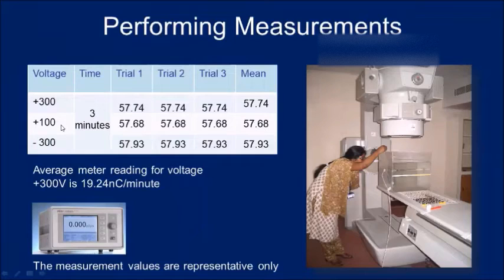Or also, you can see that I did measurement for plus 100, which is the reduced voltage needed for recombination factor calculation, and minus 300 volt, which is needed for polarity correction. So this plus 300 value and minus 300 value I will use for polarity correction. Plus 300 and plus 100 I'll use for recombination correction factor calculation, and this plus 300 will be my meter reading for absorbed dose measurement.